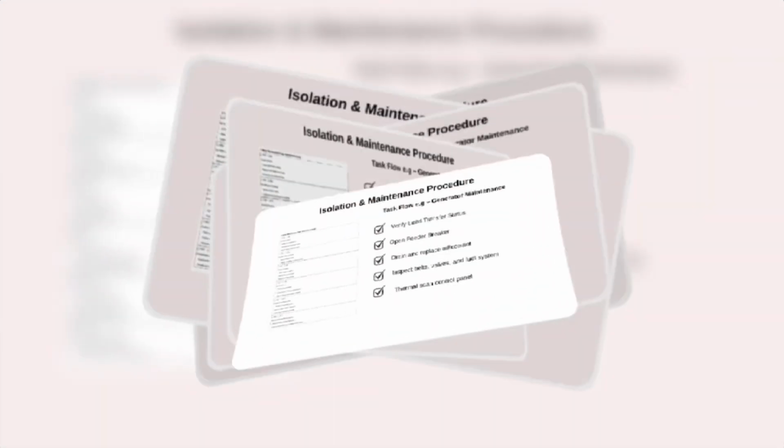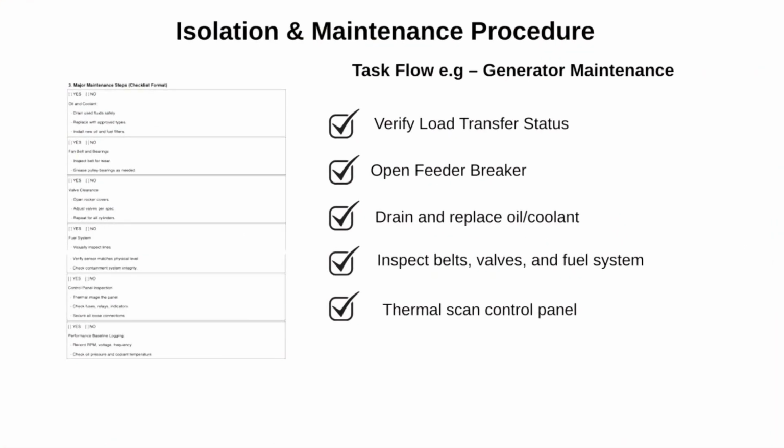Isolation and maintenance procedure. All right, now we're into the heart of the MOP, the actual maintenance work. This is where the step-by-step procedure lives, and each step should be clear enough that someone new to the site could follow it without second-guessing. No vague instructions or assumptions. Cool. Let's use a generator service example again to walk through it.